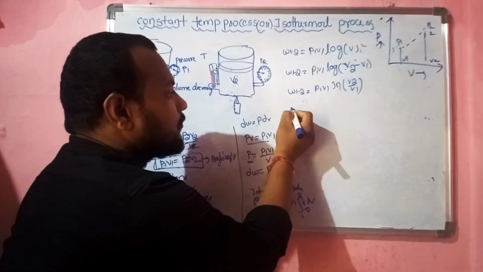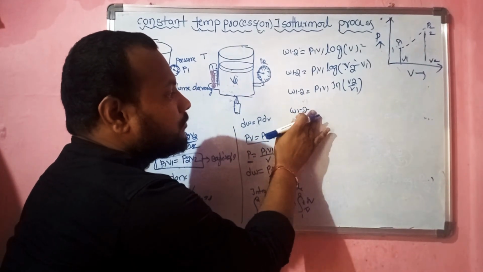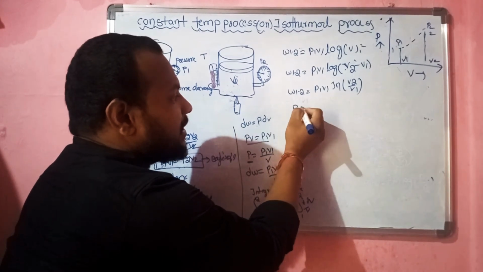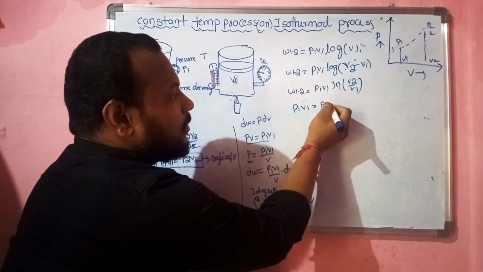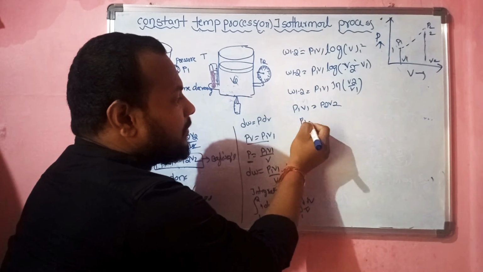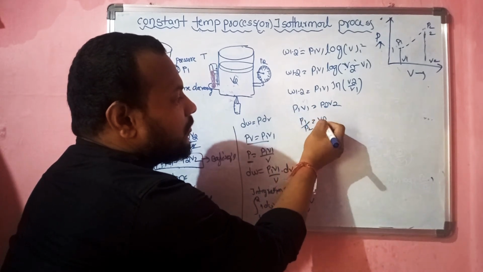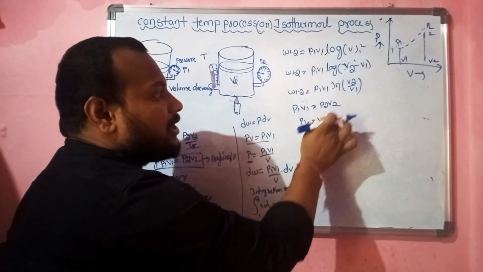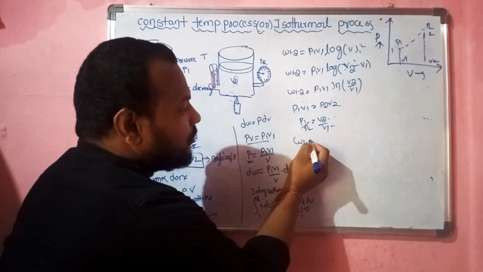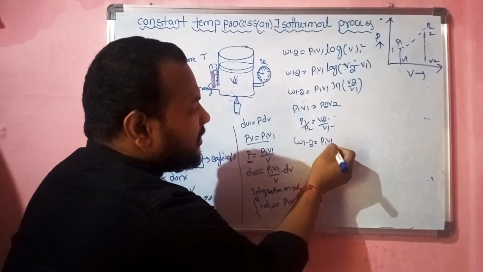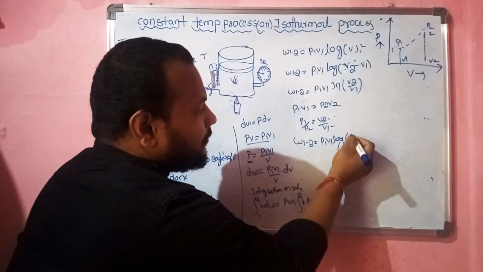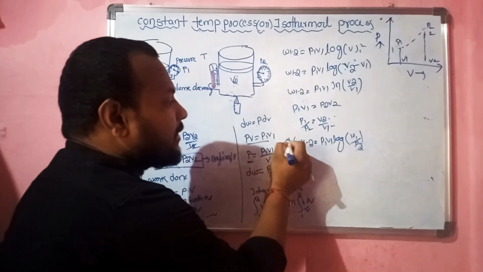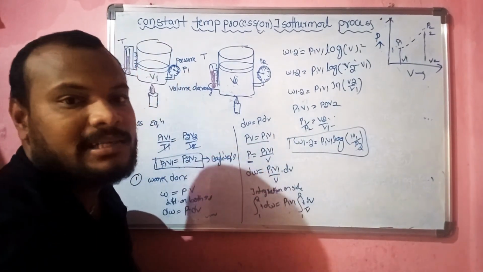Now we know the equation P1 V1 is equal to P2 V2, so P1 by P2 is equal to V2 by V1. Substitute the V2 by V1 value here. Then W 1 to 2 is P1 V1 log P1 by P2. So this is the work done for the constant temperature process.